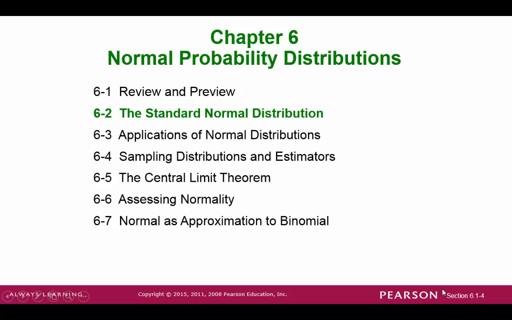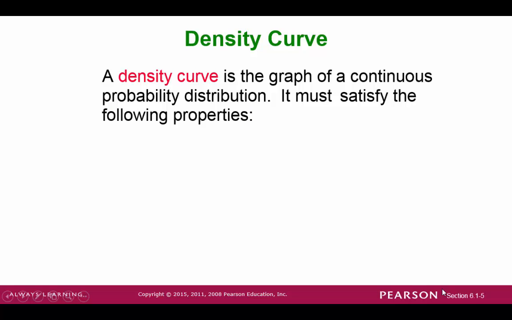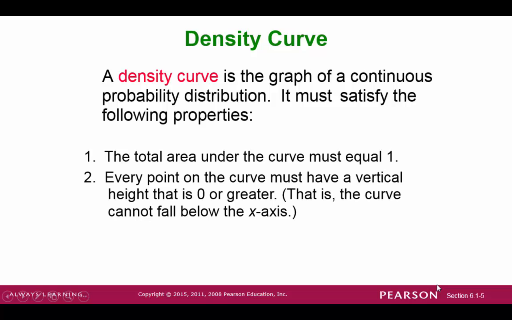Our first topic will be the standard normal distribution. Before we study the standard normal distribution, though, let us take a look at a density curve. A density curve is a graph of a continuous probability distribution that satisfies the following properties. First, the total area under the curve must equal 1. The areas would represent probabilities, and so here we would see the relationship between the probability and the area, and the whole area is equal to 1.